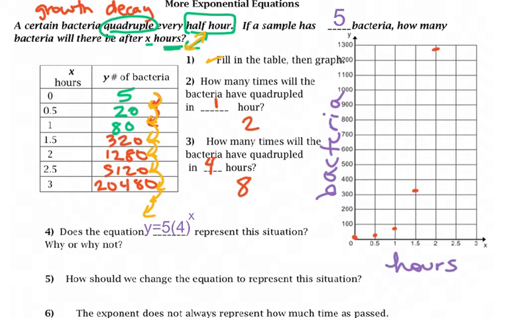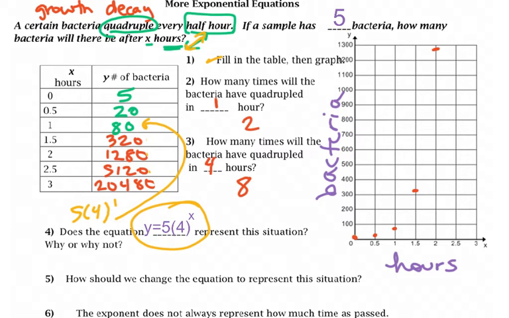So the question comes up, how do I write the equation for this? We've learned last time how to write equations for this. Is this equation accurate? You can try: does that work? If I do 5 times 4 to the 1 power, does that give me what I have in an hour? Does that work? The answer is no, that does not work. So the question is, how do I change the equation so that I can represent what's happening?